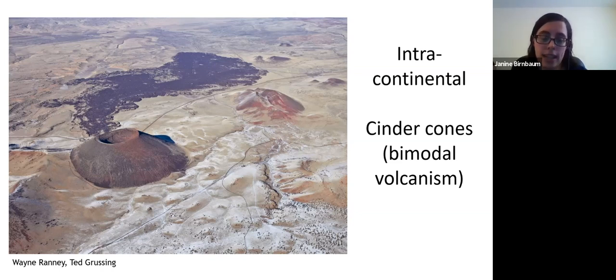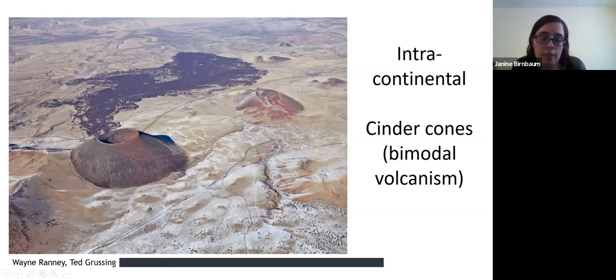And one of the interesting things is that unlike at some of these places where all of the magma is focused and you have many, many eruptions coming out of one vent, in these intercontinental cases, we get what we call distributed volcanism. So it's volcanism that happens over a big area, and in each eruption, the vent location changes.